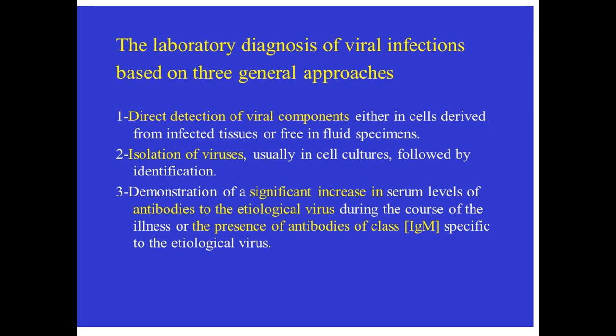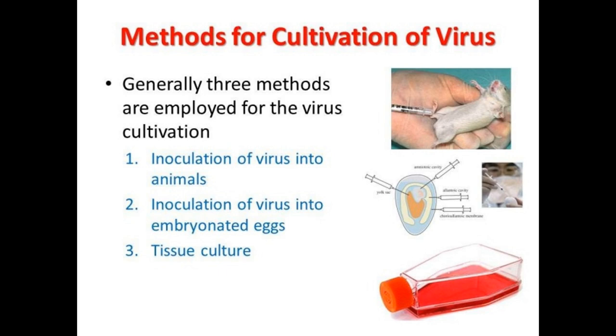The laboratory diagnosis of viral infections is based on three general approaches: direct detection of viral components, the isolation of viruses, and demonstration of a significant increase in serum levels of antibodies. Methods of cultivation of virus. Generally, three methods are employed for virus cultivation: inoculation of virus into animals, inoculation of virus into embryonated eggs, and tissue culture.